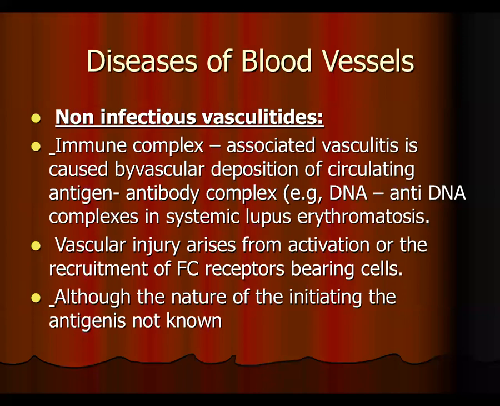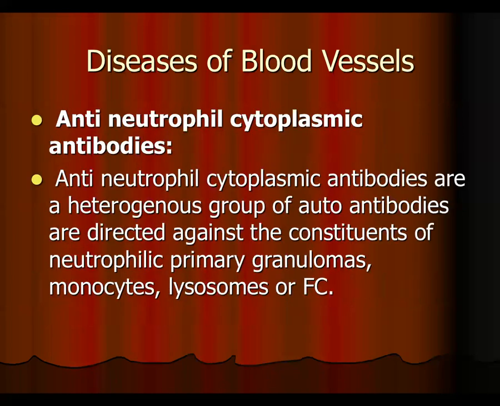Vascular injury can also arise from activation and recruitment of Fc-bearing cell types. This is a very pathogenic, immunologically mediated mechanism contributing to the pathology of the different types of vasculitis. Now, there is also a group of autoantibodies, the anti-neutrophil cytoplasmic antibodies, which can be present in different types of vasculitis.